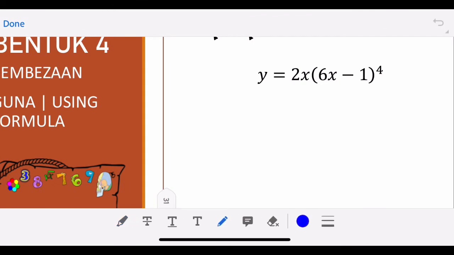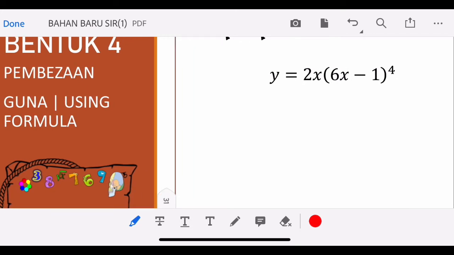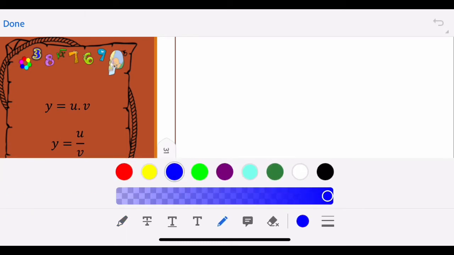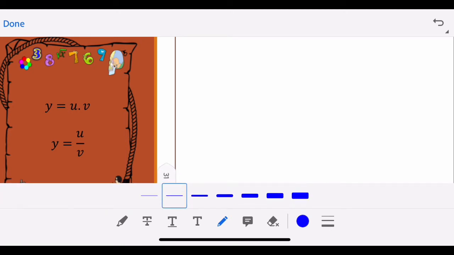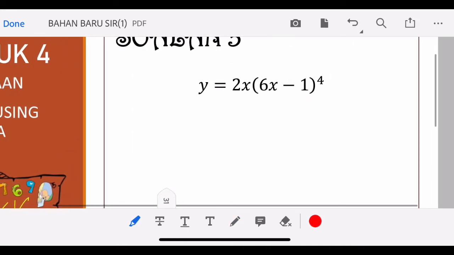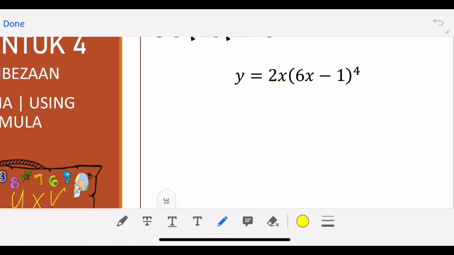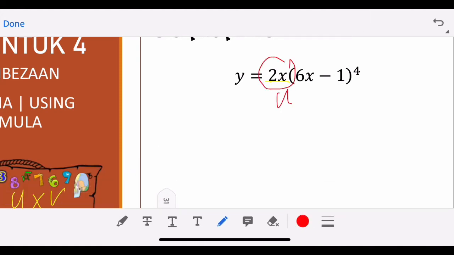Alright, so today I'm going to teach you how to use the formula for the product rule. As you see, the product rule is actually two functions multiplied by each other. For example, we have a function u and a function v, so you have u times v. What does u times v mean? It means this function is u, the 2x is the u. I'm going to highlight the u. This is the u, and this is the v.